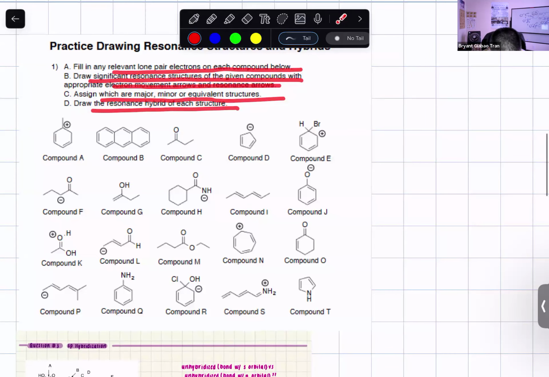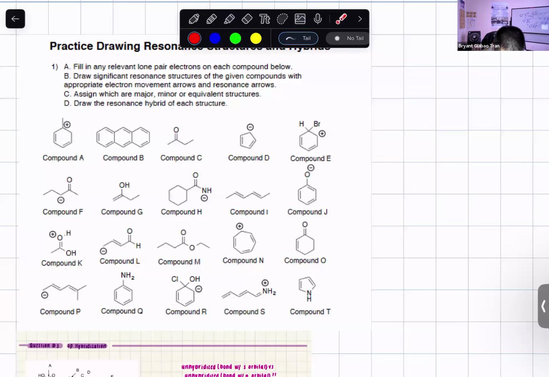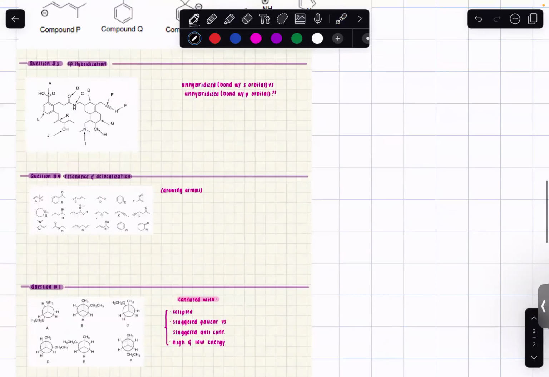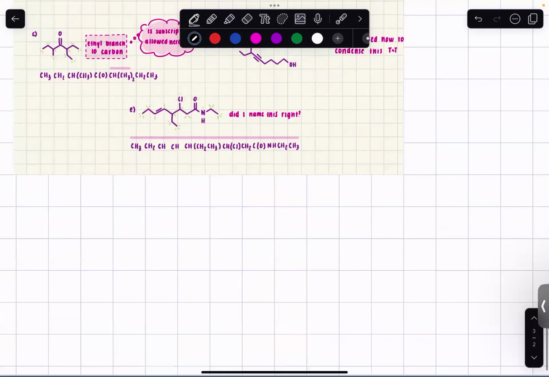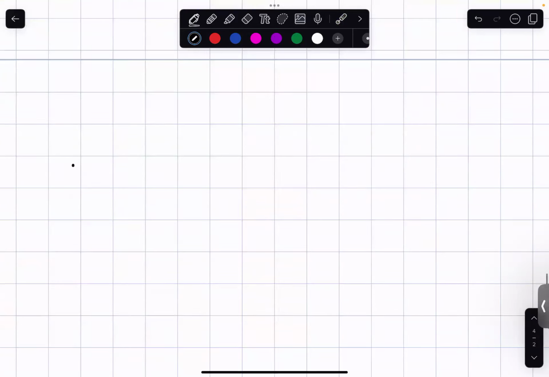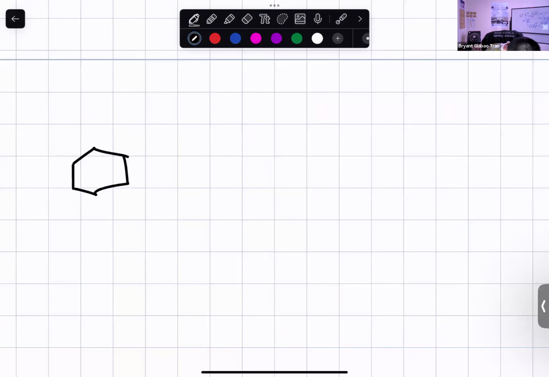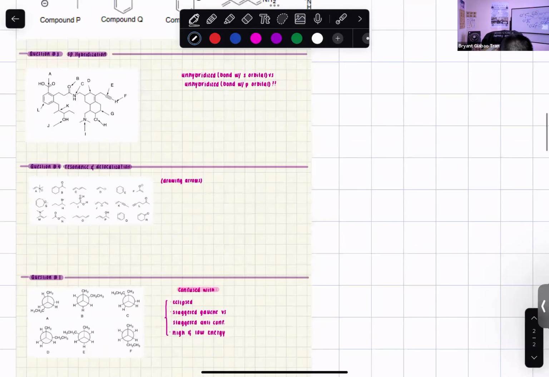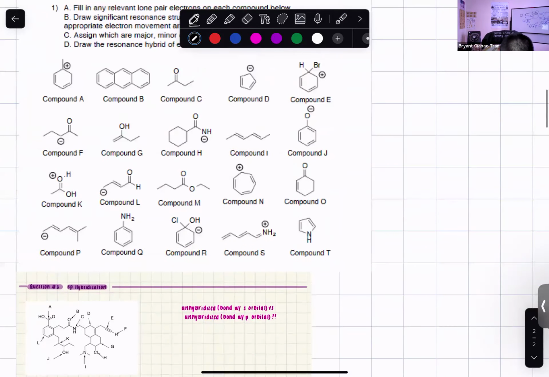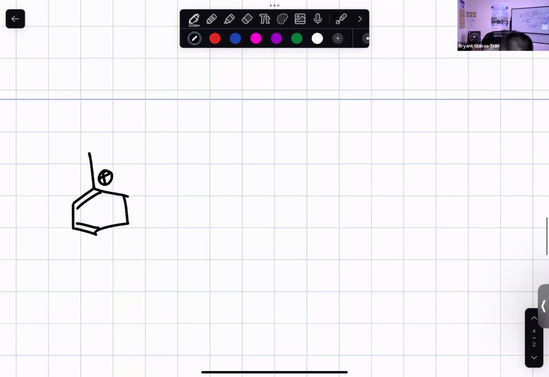Right. So let's look at compound A, for example. Say you have a positive charge here, that and that. I think that's it, right? No. It's going to be this and this.